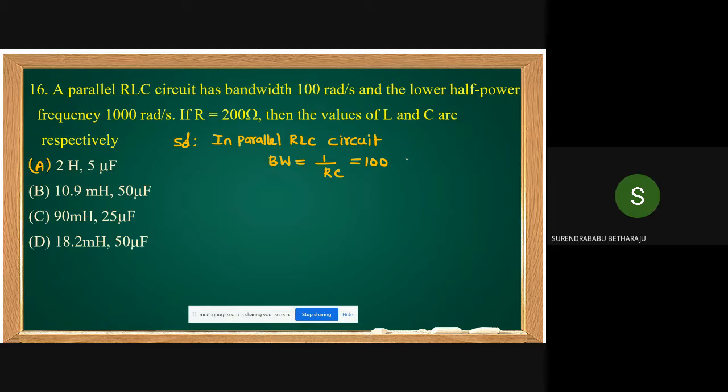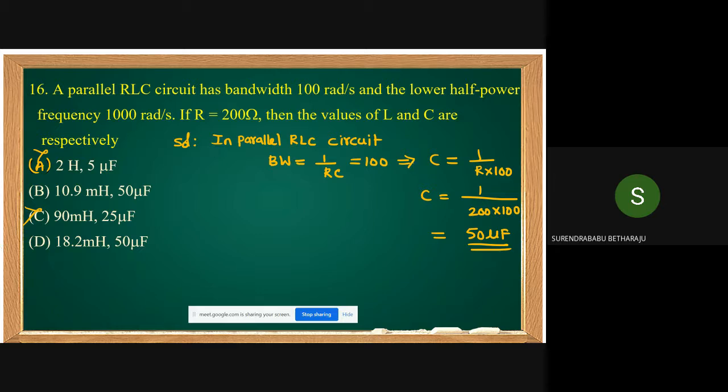Resistance is given, so we can easily calculate the capacitance. Capacitance equals 1 by R into 100. 1 by R is how much? 200. 200 into 100. Then how much capacitance can we get, students? Approximately 50 microfarad. Simplifying that, we get C equal to 50 microfarads. Which option has 50 microfarad? Either B or D. A is not the answer and C is not the answer.